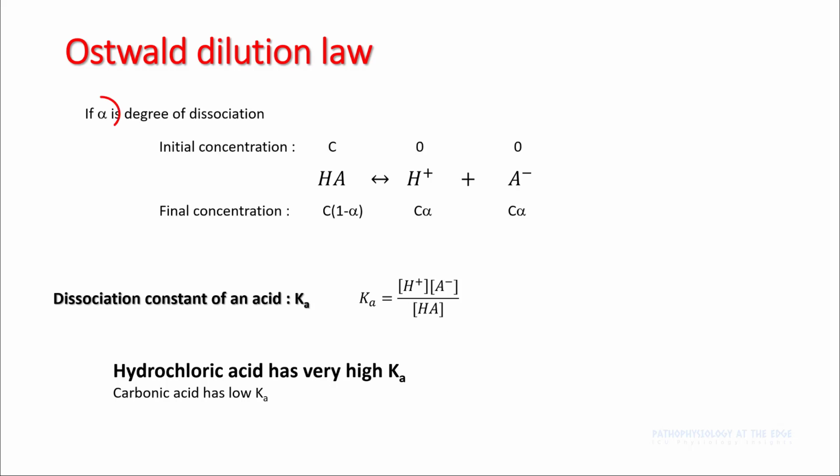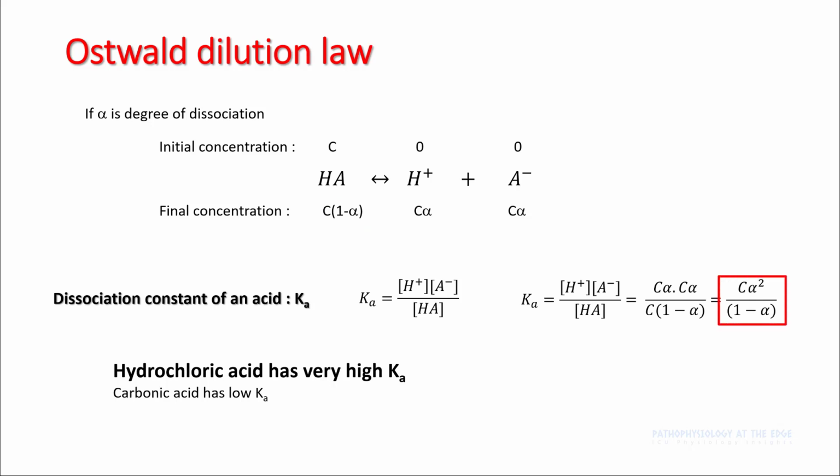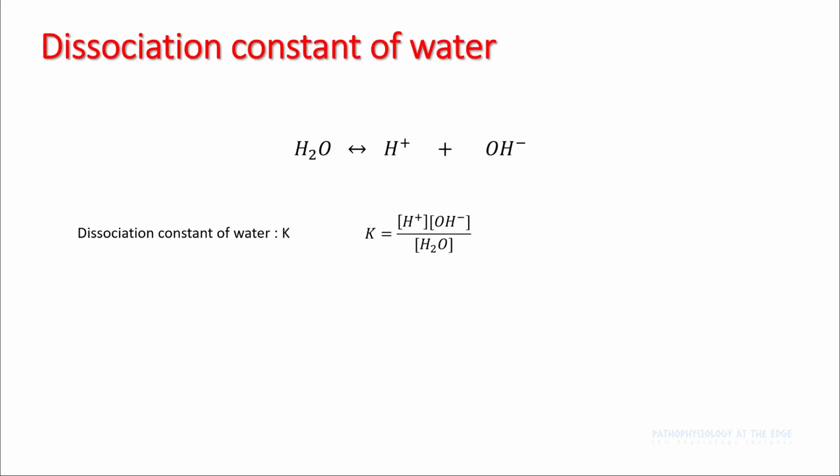So if alpha is the degree of dissociation and your initial concentration of acid is C, the final concentration will be C multiplied by 1 minus alpha. That gives your dissociation constant equals initial concentration multiplied by degree of dissociation squared, divided by 1 minus degree of dissociation. Water also dissociates into hydrogen ion and hydroxyl ion.